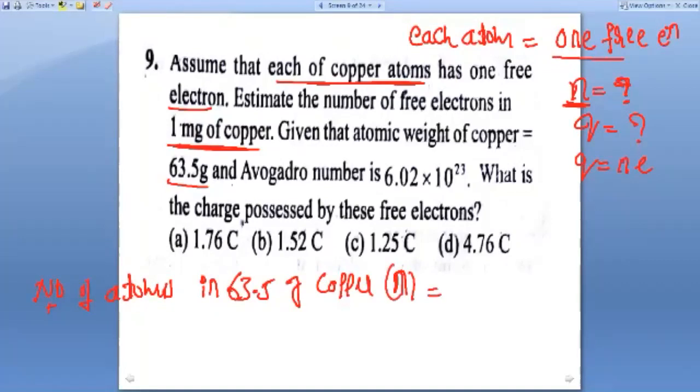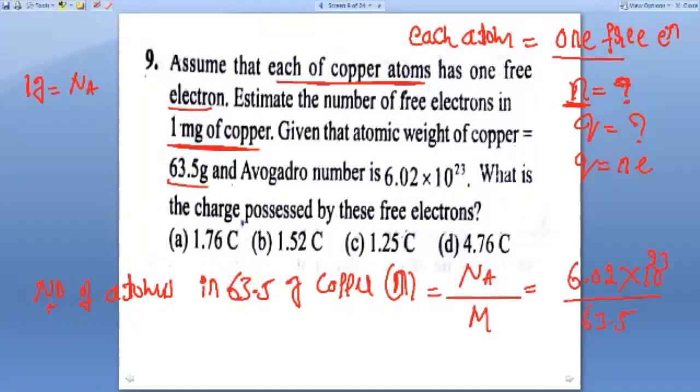That is equal to the Avogadro number. Because the Avogadro number means how many atoms there are in one gram atomic weight, that is the Avogadro number divided by M. So that is equal to 6.02 into 10 to the power of 23 divided by 63.5, per gram.